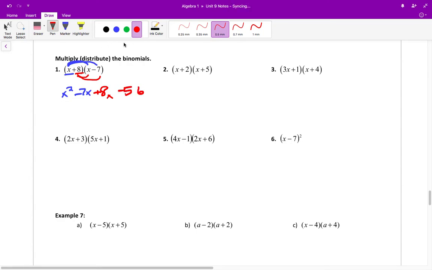Okay, now notice we want to write our answer in standard form. So if there's anything we can combine, we need to. If you notice, there's a couple things in the middle we should be able to put together. Negative 7 plus 8 is a positive 1, so you're going to have a plus 1x. The x squared didn't have anything to combine with, so make sure and leave that. Same with the minus 56, just leave that at the end. So x squared plus x minus 56.